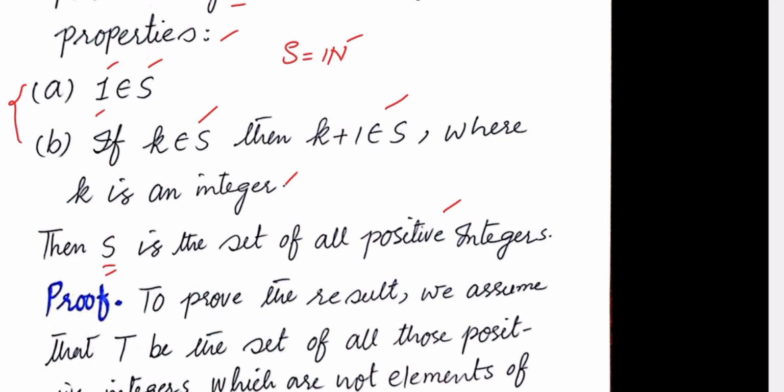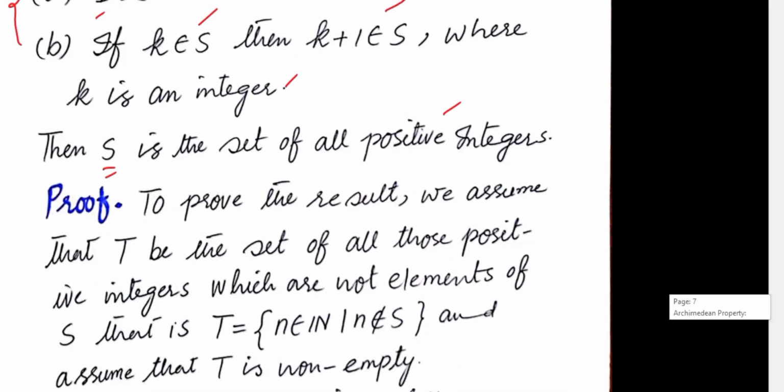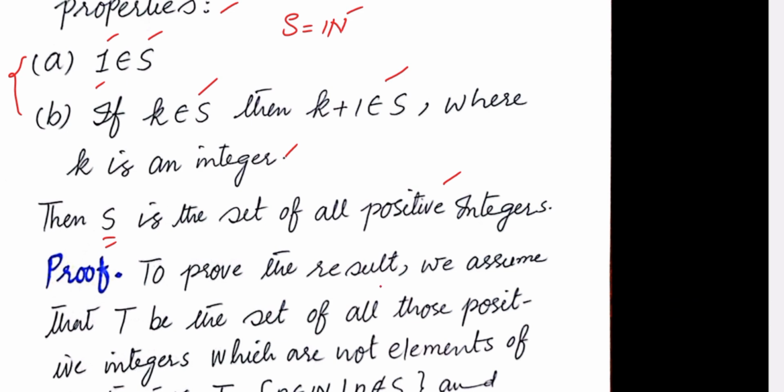To prove the result, we again use the method of contradiction. We suppose on the contrary that S is not equal to the complete set of positive integers, that is, S is not equal to the set of natural numbers. It means there are some gaps between elements of set S. Some positive integers are not elements of set S.